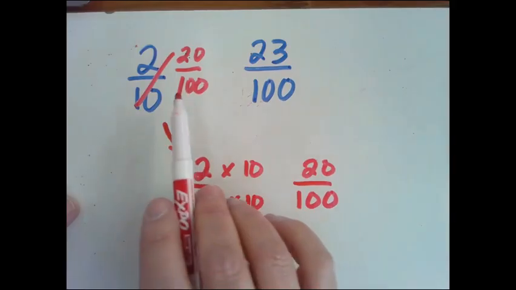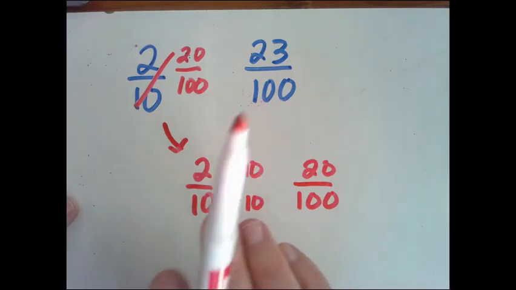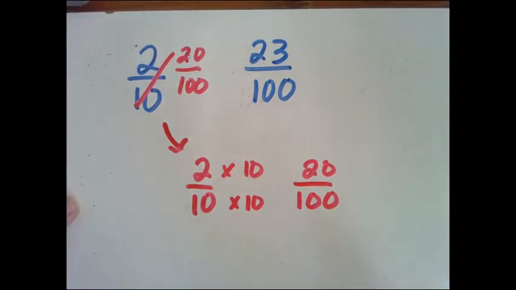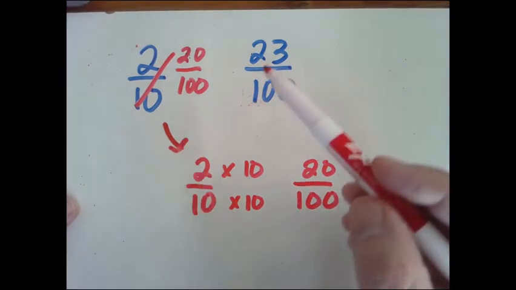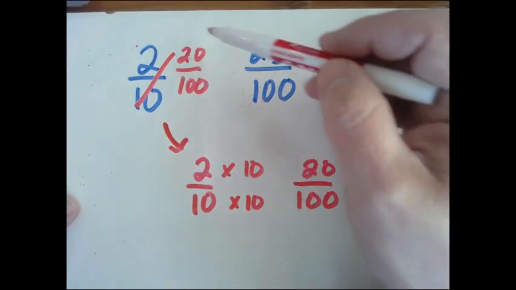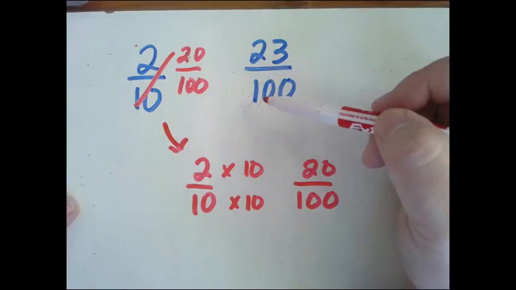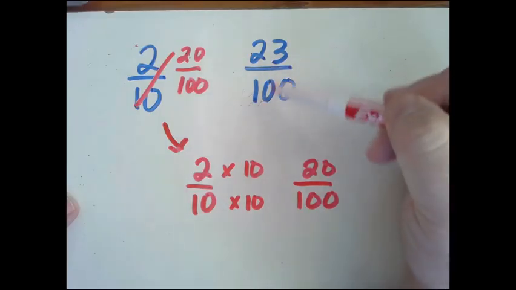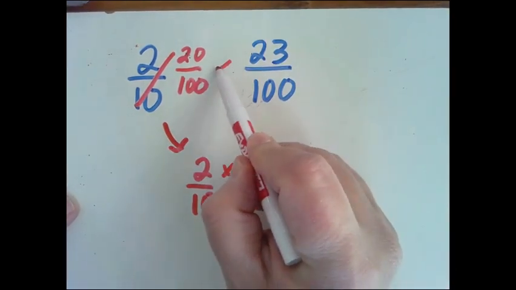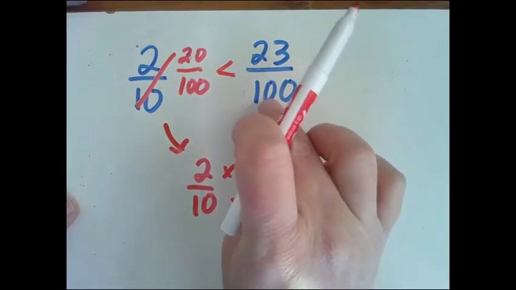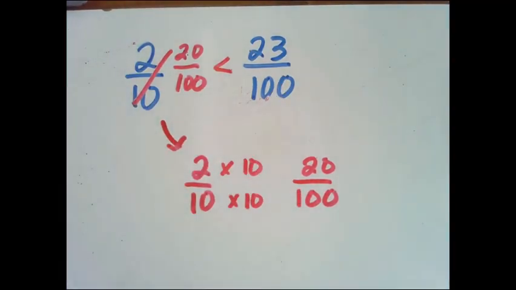And now again, we have a common denominator. It makes it easy to compare. So I see, again, pizzas or chocolate bars, whatever you want to call it, cut into 100 slices. If you have 20 slices of that pizza that's cut into 100, you're going to have less pizza than you would if you had 23 slices of that pizza that's cut into 100. So 20 hundredths is less than 23 hundredths. So that means 2/10 is less than 23 hundredths.